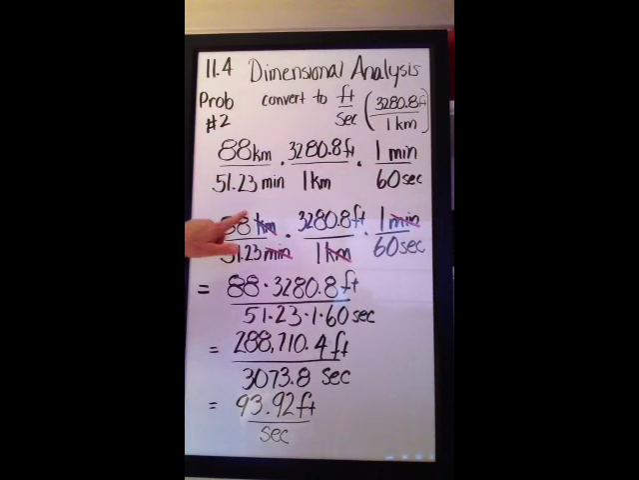All right, so now I cancel the units. Kilometers cancel, minutes cancel. Multiply across, I get 88 times 3,280.8 feet. That's what's left, the units left, over 51.23 times 1 times 60 seconds. That multiplies, the product is 288,710.4 feet over 3,073.8 seconds. If I divide 288,710.4 by 3,073.8, I get 93.2 feet per second.